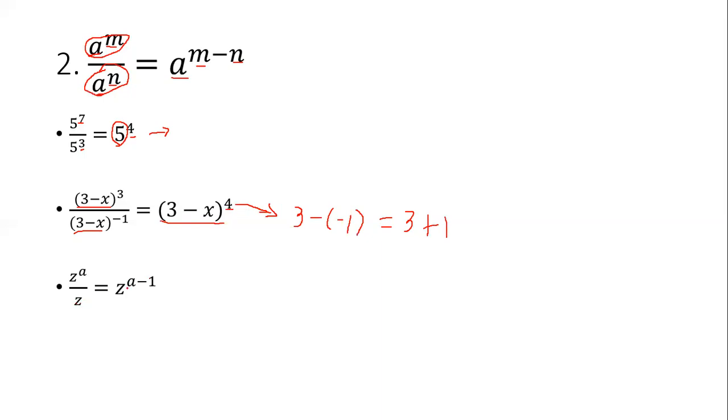Next, our third. Same rule, we copy the base. So our base is Z. Ito na siya. Then, A minus 1. So, saan po natin nakuha yung minus 1 na yan? Remember that if you don't have a number or an exponent written here, it is understood to be 1. So, ganun lang po.